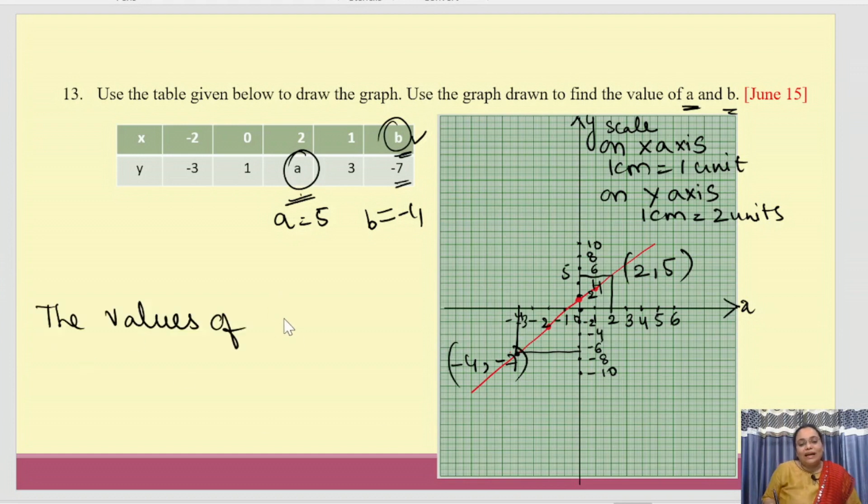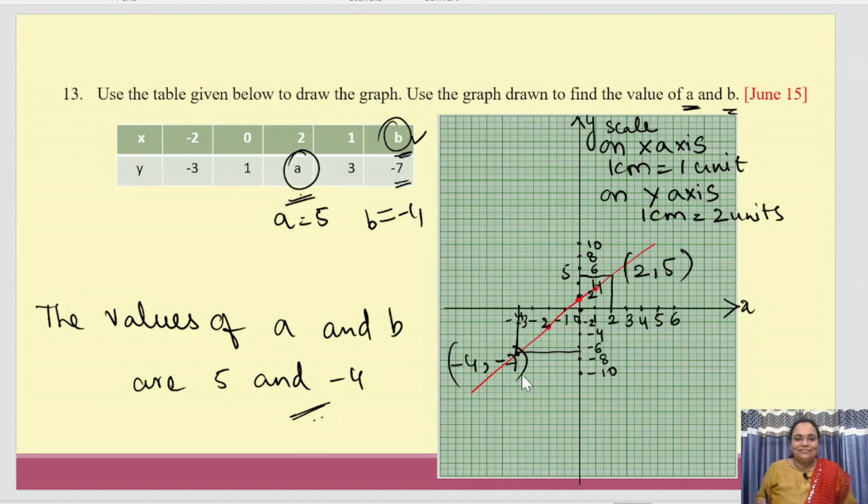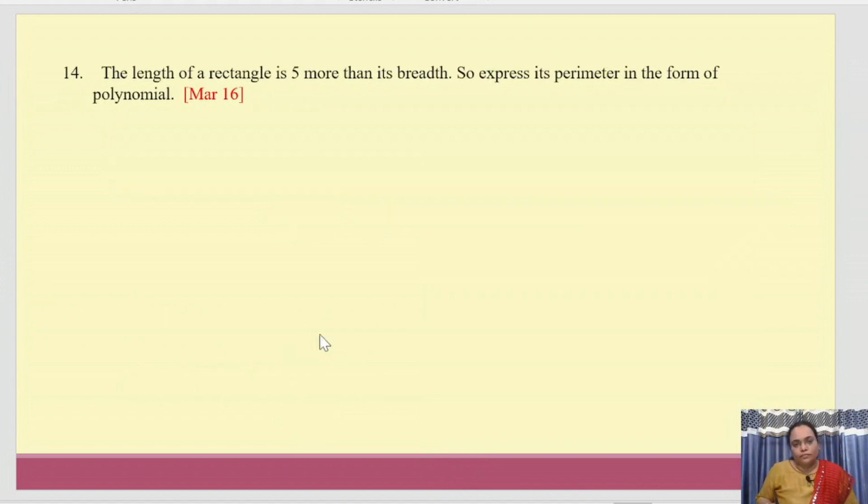The values of a and b are 5 and minus 4. Okay? Clear? So, let us see the next question.